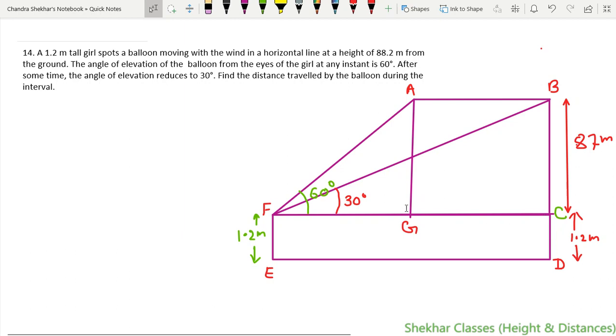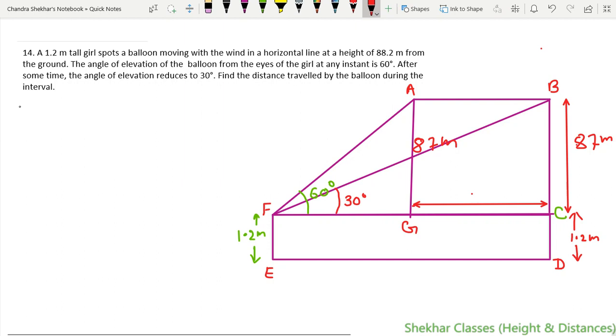Similarly, we can take the smaller triangle, that is AGF, taking the angle 60 degree, and since the height will always be the same, this also will be 87 meter here. So I can use this height and the angle 60 degree to find the length FG. From the length FC, if I subtract FG, we will get GC, and that is the required answer here. So let me just mark it here. Okay, we will calculate that.